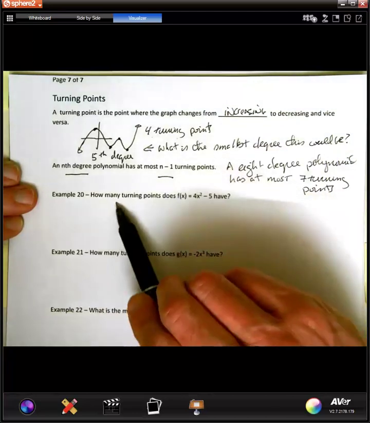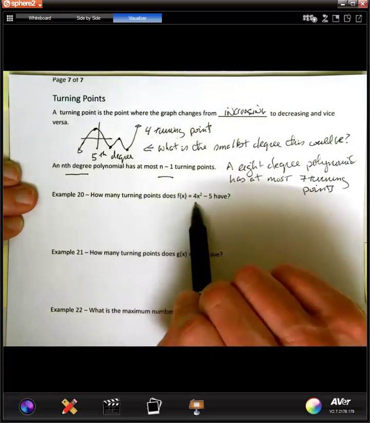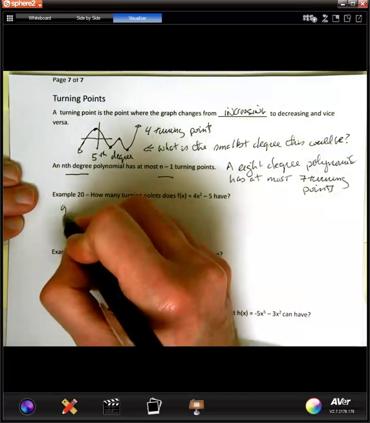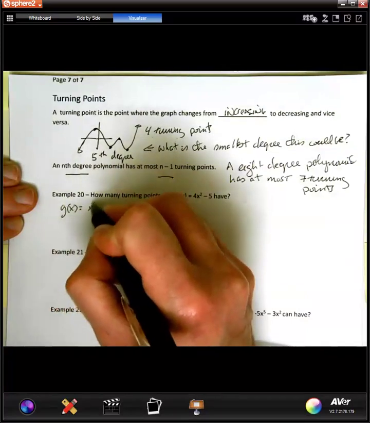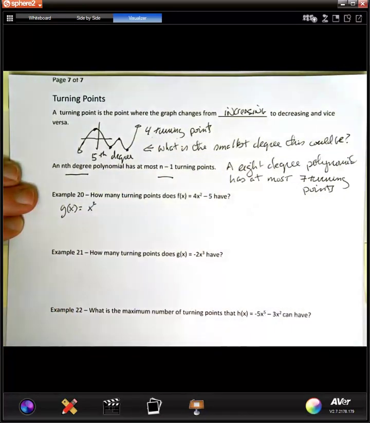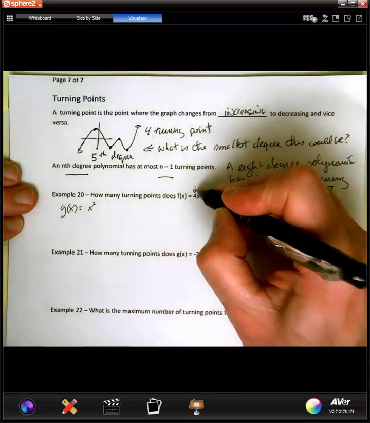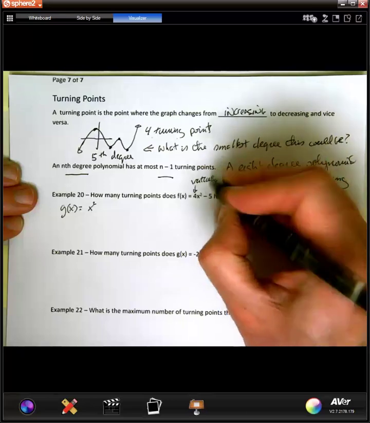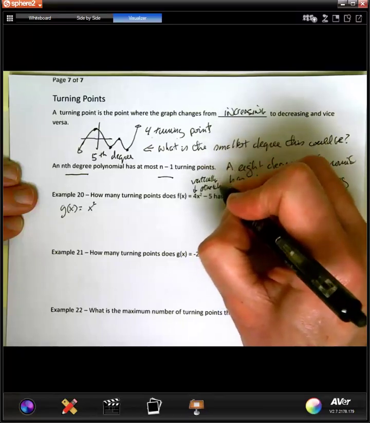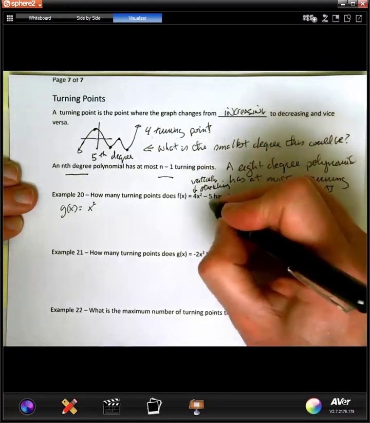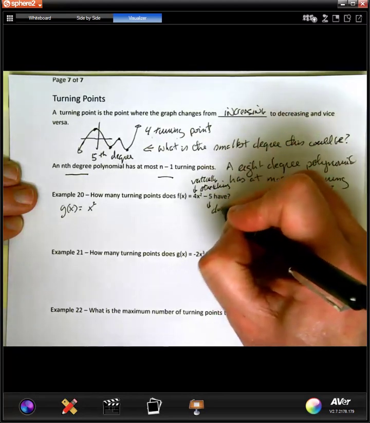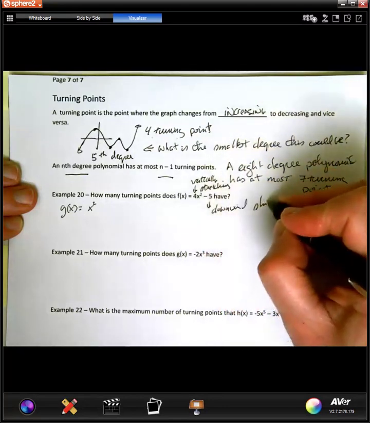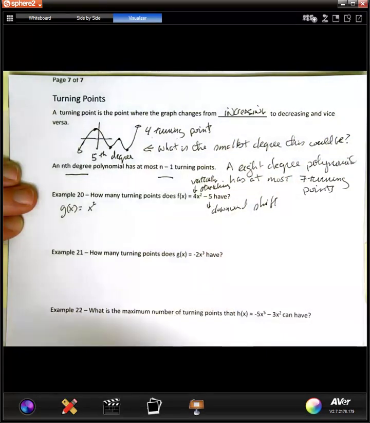Okay, so here's another example. How many turning points does f of x equals 4x squared minus 5 have? So now I have to recognize, what is this? I'm hoping you recognize that this is just a basic quadratic, x squared, but transformed. How? Hey, look, I'm vertically stretching by 4, and it's a downward shift by 5. But is that really important? Not really for this, because I recognize it as quadratic.